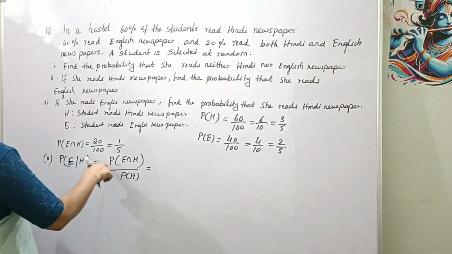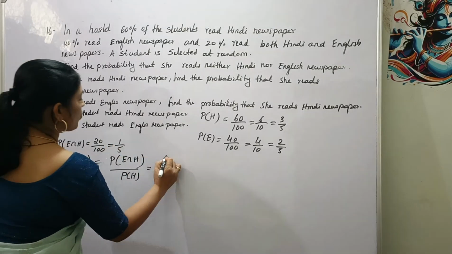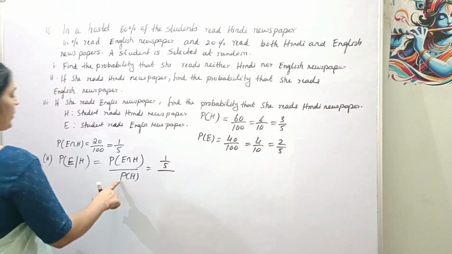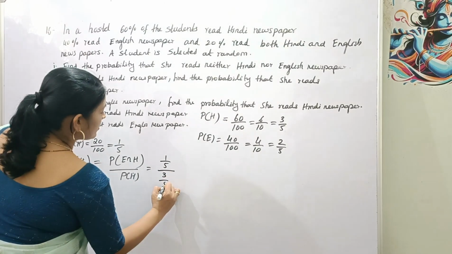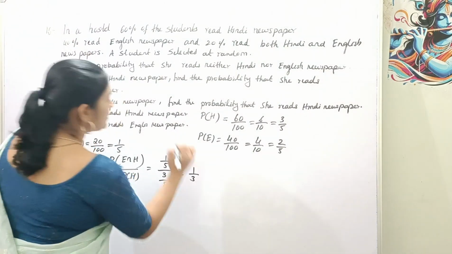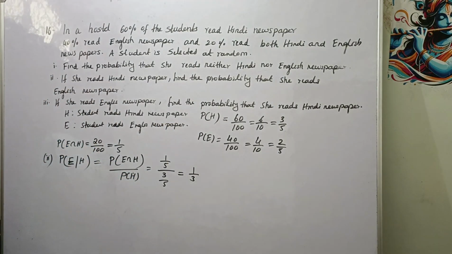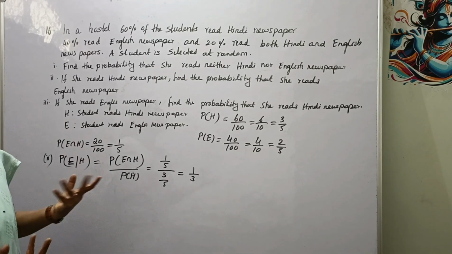That is equal to probability of E intersection H, which is 1 by 5, divided by probability of H, which is 3 by 5. That is equal to 1 by 3. Now the third one: if she reads an English newspaper, find the probability that she reads a Hindi newspaper.